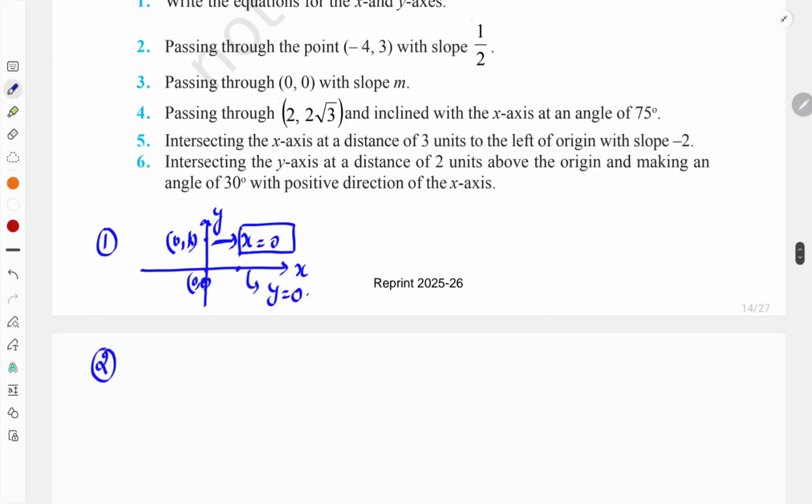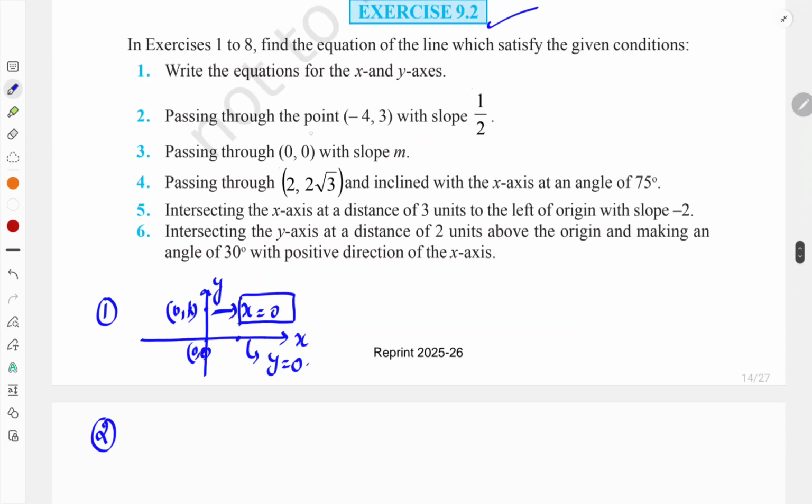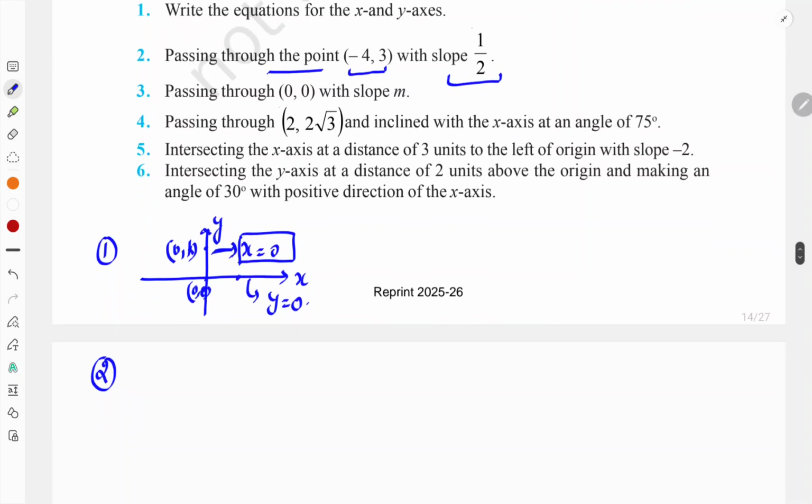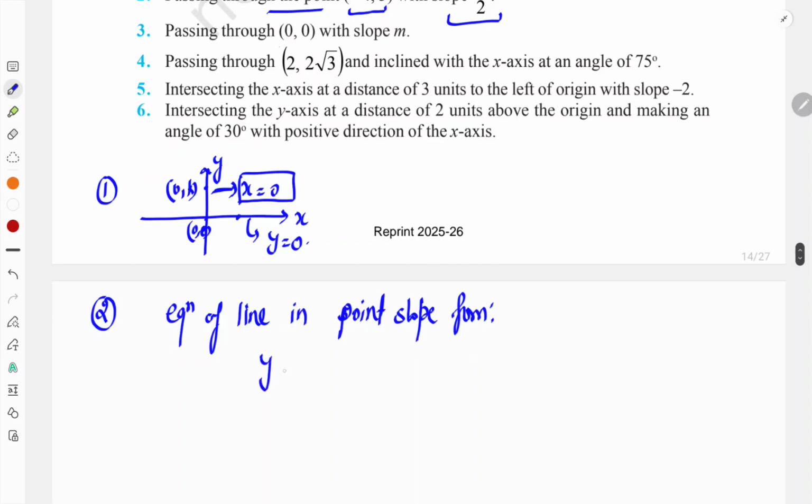The second problem is saying: we need to find the equation of the line passing through (-4, 3) with the slope 1/2. Dear student, you know the equation of a line in point-slope form. The equation of a line passing through point (x1, y1) with the slope m is y minus y1 is equal to m times (x minus x1).